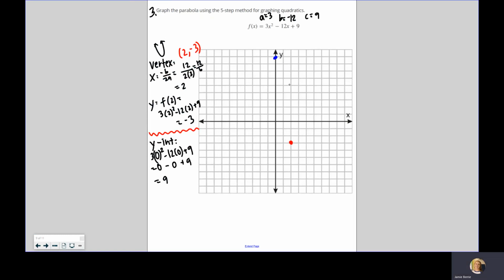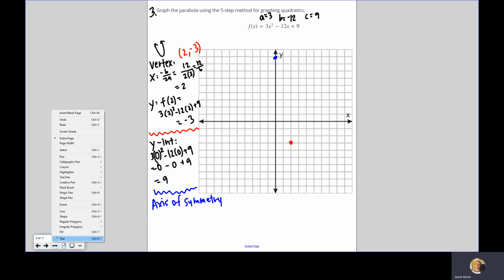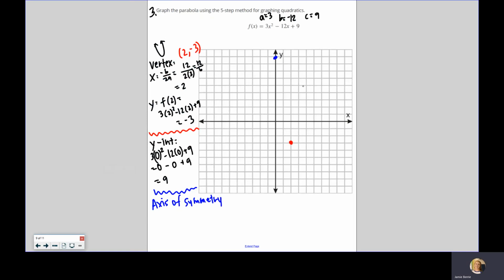All right. And the trick I wanted to show you has to do with what's called the axis of symmetry. All quadratic functions have what's called an axis of symmetry. So the axis of symmetry is a straight up and down line that runs through the vertex.